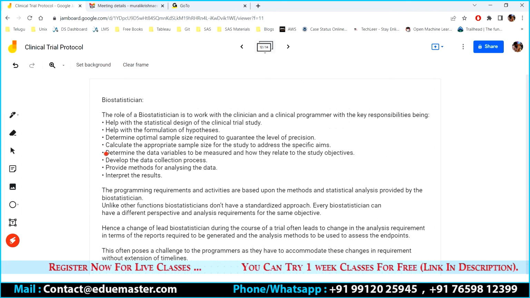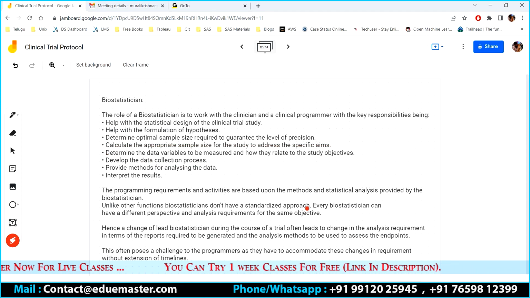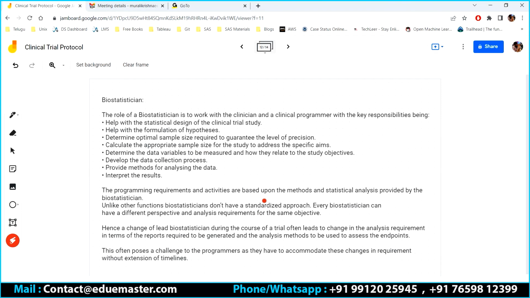So what are those relevant parameters? The biostatistician is the guy who's going to help with that. One, develop the data collection process, provide the method for analyzing the data, and finally interpret the results. Meaning, we have the data coming from various sources. So collect the data and cleanse the data, because the data is not going to be proper all the time. The raw data is going to have a lot of issues. You need to properly cleanse the data. So the data collection process will be taken care of by the biostatistician.